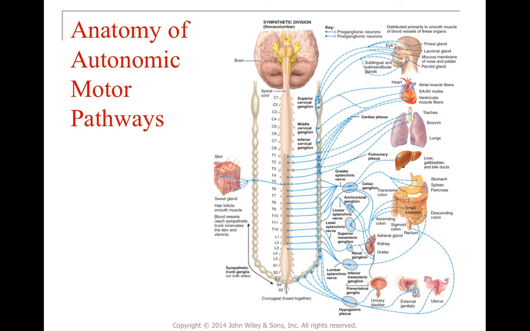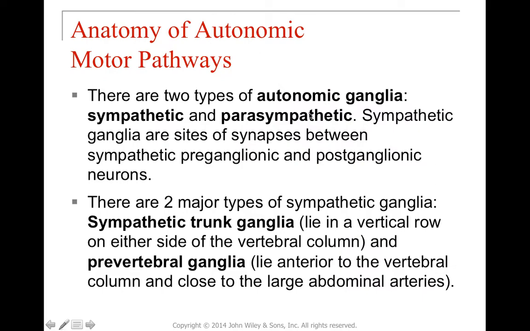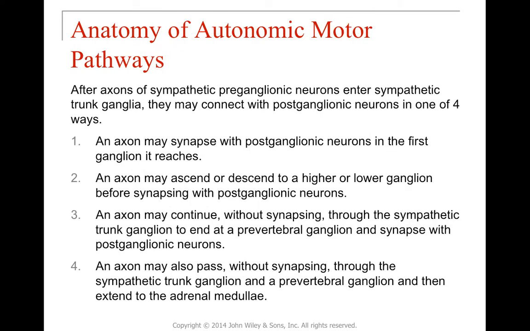These guys lie in a vertical column right next to the spinal cord. So all of these are considered the trunk ganglia. All right. Now we also have prevertebral ganglia, which are going to lie anterior to the vertebral column and close to large abdominal organs. So we wouldn't have seen that in the previous image. And the prevertebral ganglia are going to allow us to have branching off to other major organs.